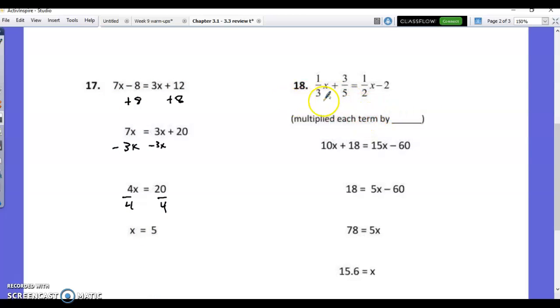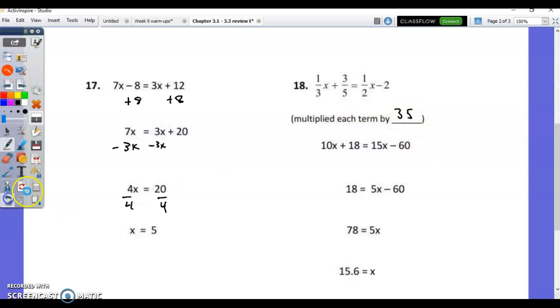Over here, we're clearing the fractions to start. What do we multiply each term by? Well, the easiest way to clear a fraction is to multiply by the common denominator. So 3 times 5 times 2 is 30. So we're multiplying each of them by 30 in this example. Whoops, not 35, 30.